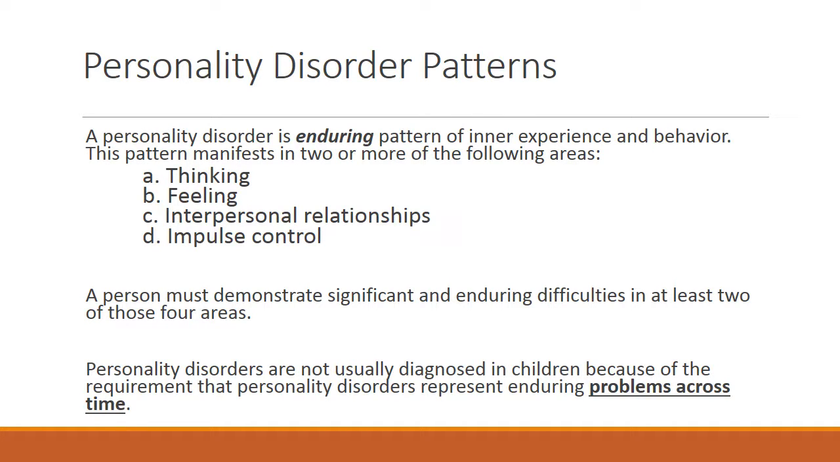A personality disorder is also enduring, meaning it is over a long period of time. It involves inner experiences and behaviors, and the pattern manifests in two or more of the following areas: thinking, feeling, interpersonal relationships, and impulse control. A person must demonstrate significant and enduring difficulties in at least two of these areas. Personality disorders are not usually diagnosed in children because of the requirement that these personality disorders manifest over a time period.